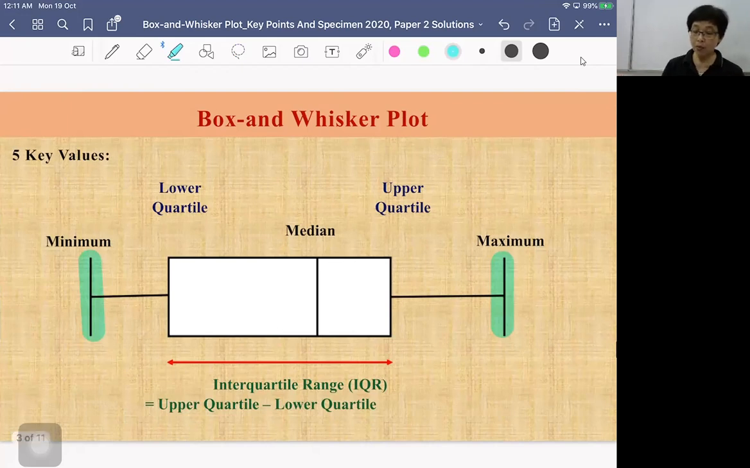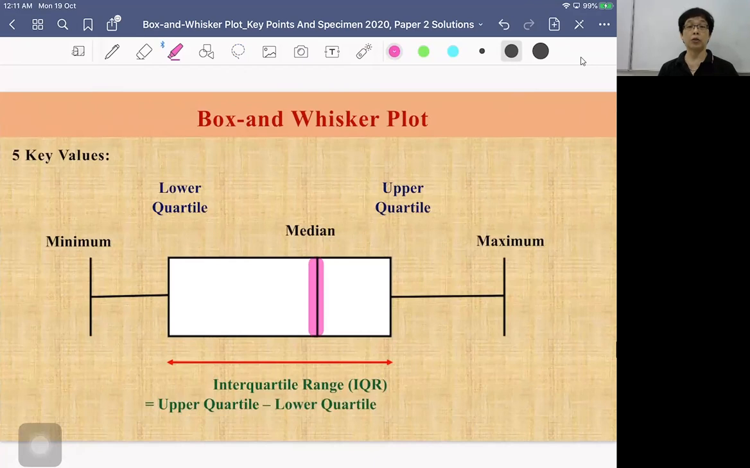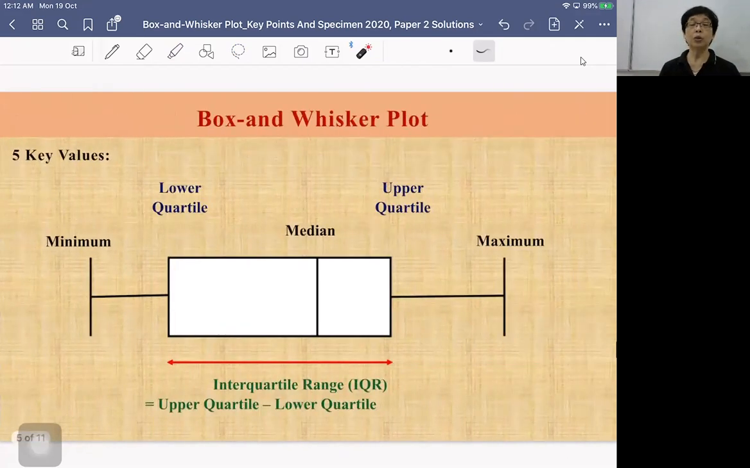Now we look at the third value. This value is kind of interesting. It is inside the box, and as you see the name there, it is called the median. You are familiar with the name, aren't you? Median is just kind of like the average value of all the data that you have collected. Quite straightforward. Now we go to the next two.